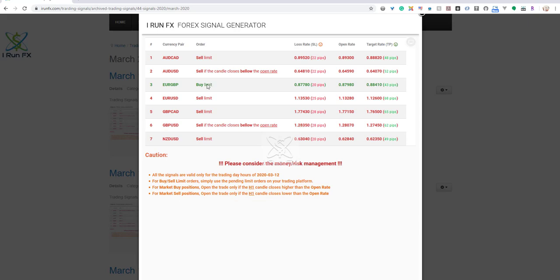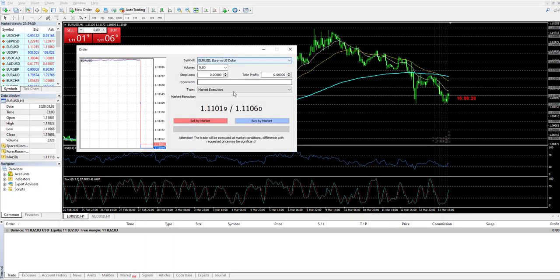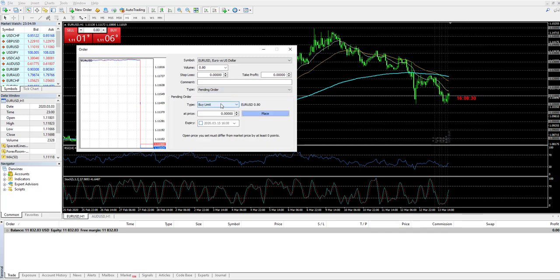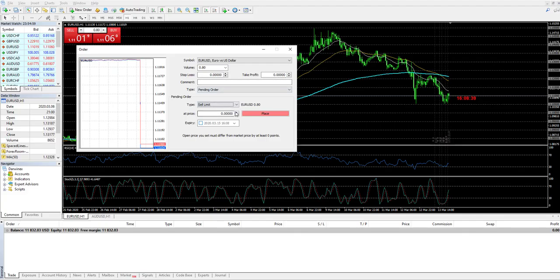For the first type of signal, which is a limit order, it's as simple as placing an order in the trading platform. I am using the MetaTrader 4. Let's see, how do I do that? So let's say we have Euro USD with this rate. I'm gonna open a new order. This is a pending order and this is a limit order, and it was a sell limit order. The open rate is 1.1328.